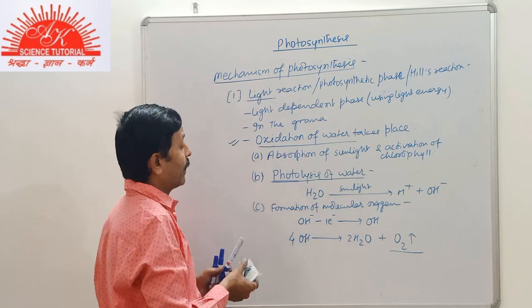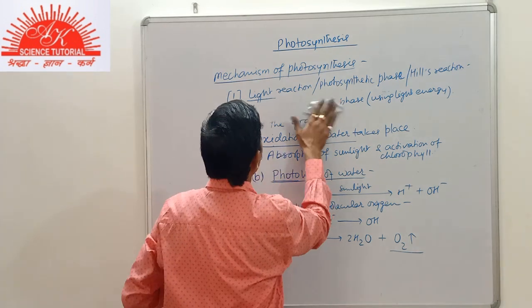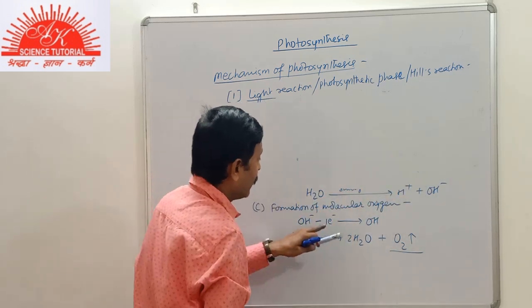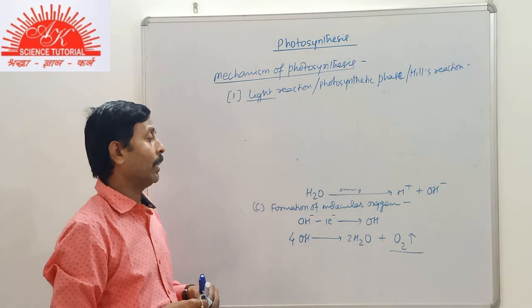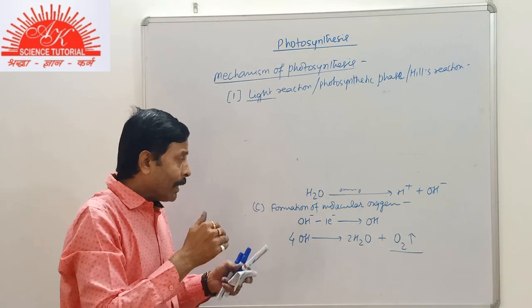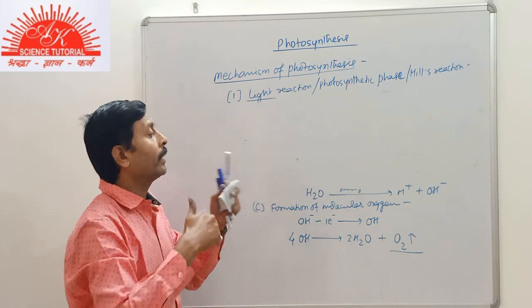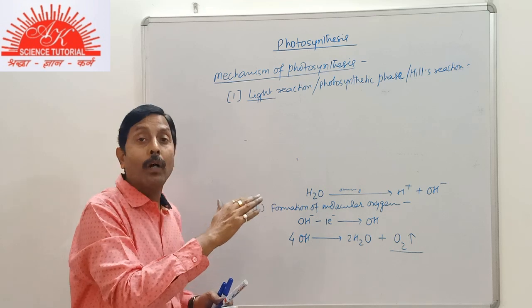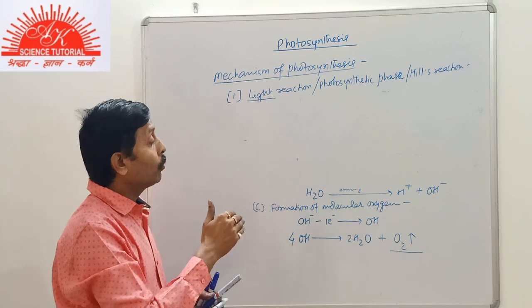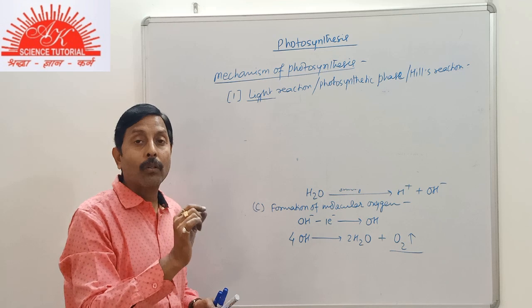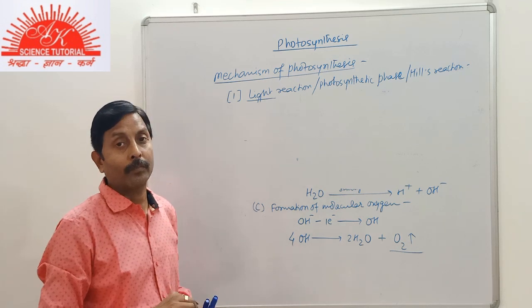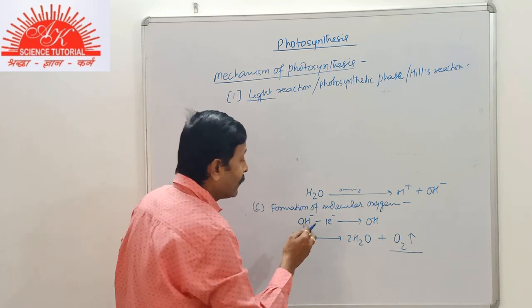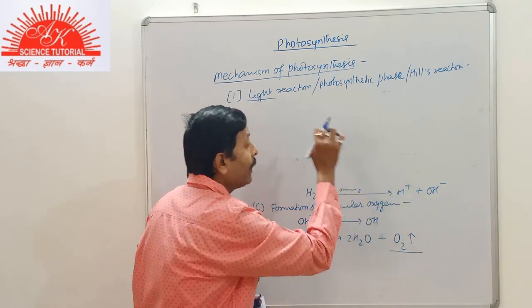Now, as a next step, the electron, you see here the electron is released. What happens to this electron? This electron, through a series of chemical reactions, gets transferred from one compound to another compound through a chain called the electron transport chain. That is, in short, we can write ETC. And then this electron is received by H plus ion.